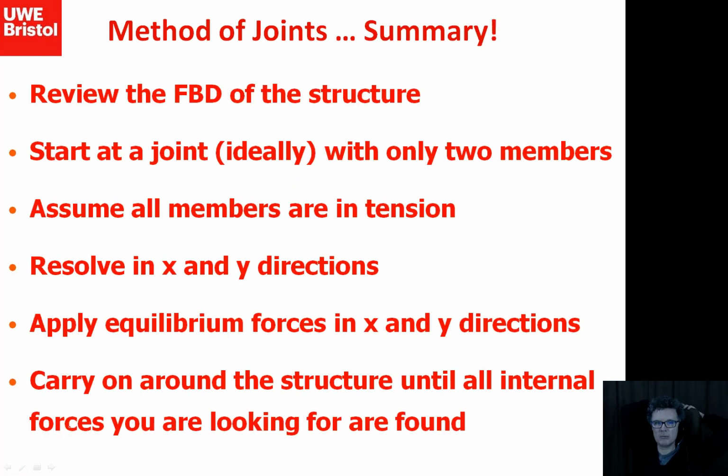So in summary, method of joints is all about taking the free body structure of your framework and then finding a joint which only has two members. You start there and make a cut around that joint, and say, I've exposed those two internal forces, and if there are any external forces at that joint, then you include them in your new sub free body diagram.